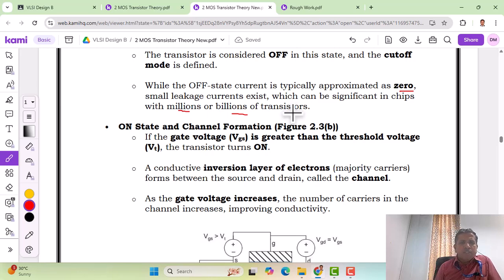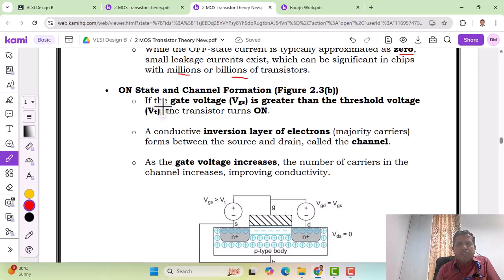Let's move to the next one, where we turn on the transistor, and a channel is formed, but current cannot flow from drain to source. That's what is considered in this case. So let us see how this can be illustrated. Here the gate voltage is greater than the threshold voltage. That's the first condition. We want to turn on the transistor, therefore we apply a gate to source voltage greater than the threshold voltage, which is typically 1 volt. Let's say, for example, we apply 5 volts as the gate to source voltage.